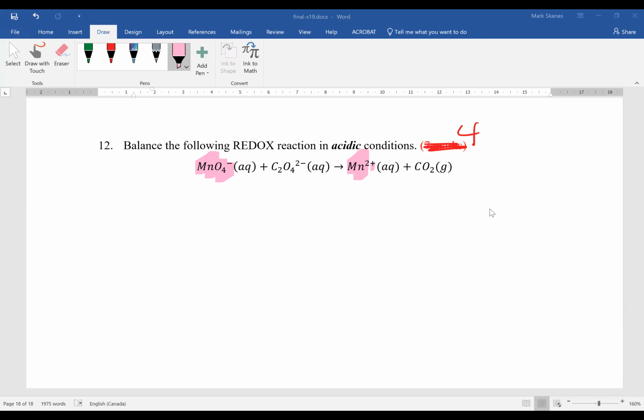Let me erase that and start over. First thing you do when you see a redox reaction in acidic is identify what chemicals would be in your half reactions. It's easy. Find the metal or a chemical that they have in common. I don't know why this isn't working. I'm just trying to change the color of my pen.